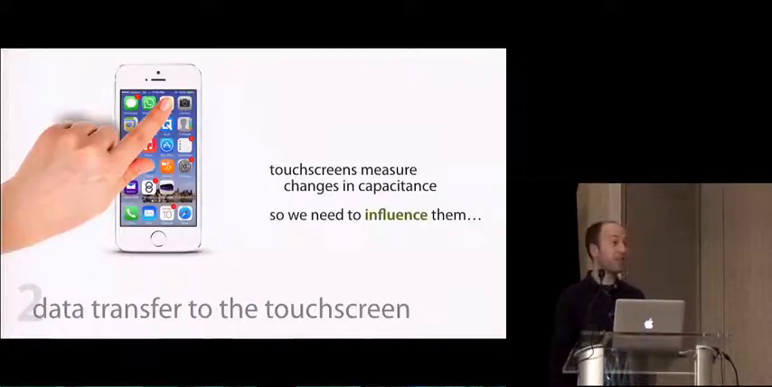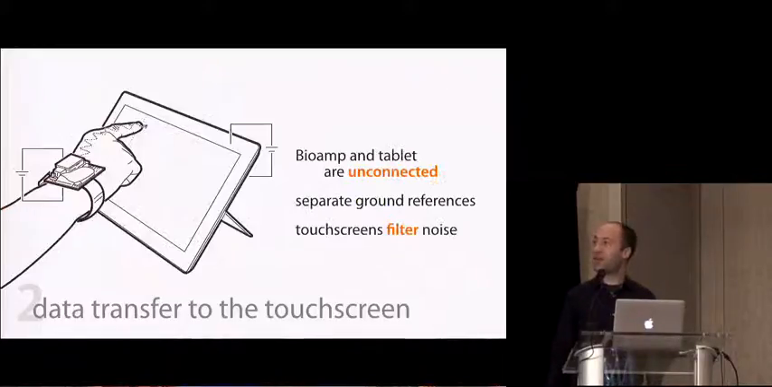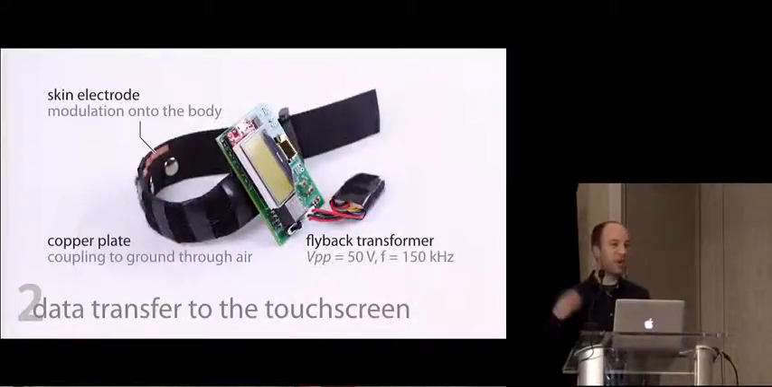So next is the data transfer to the touchscreen. Touchscreens measure changes in capacitance when you approach them with the finger, so we need to influence that. But the main challenge here is that Bioamp and the tablet are not connected. They're only connected when you make contact using the body as a conduit. There are separate ground references, and also a big problem is the filtering on the touchscreen. Touchscreens are designed to filter out all kinds of noise, power lines, and so on to provide really reliable touch recognition. But what we want is the opposite. We want to get a signal across.